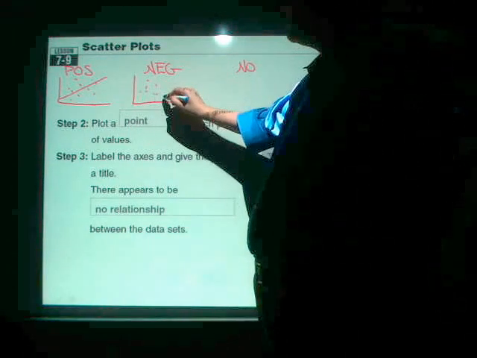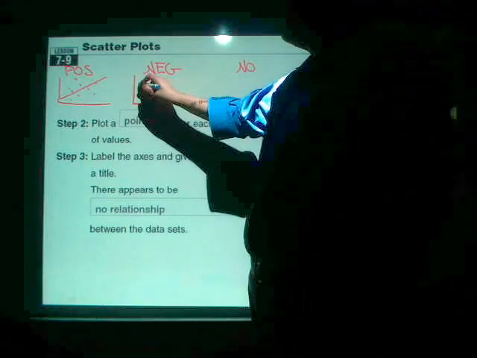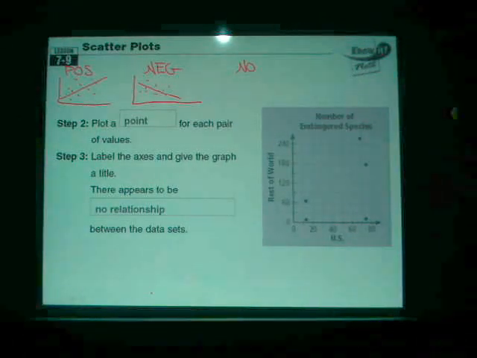A negative correlation, if I had my dots, if I were to draw a line through them, that line would tend to trend down. What's happening there? One of the numbers, the x-axis numbers, are getting bigger, while the other one is getting smaller. That's what a negative correlation is.